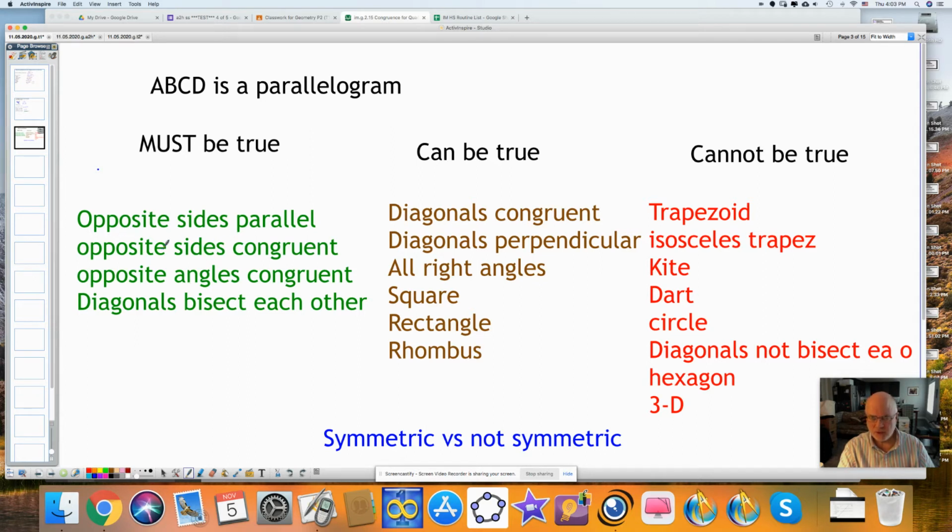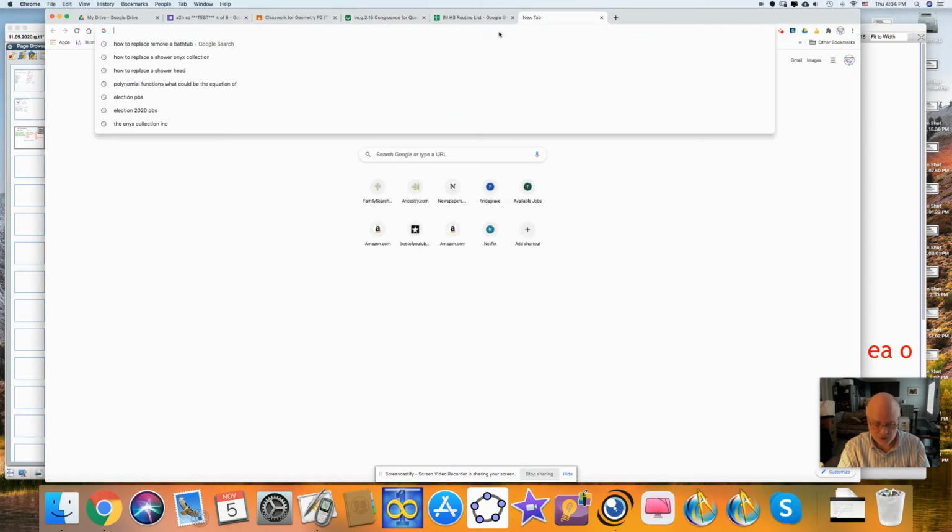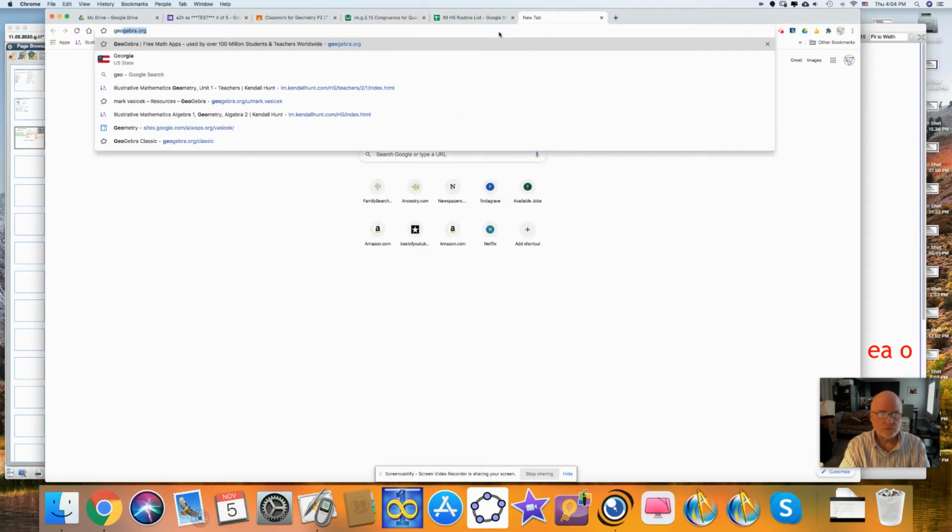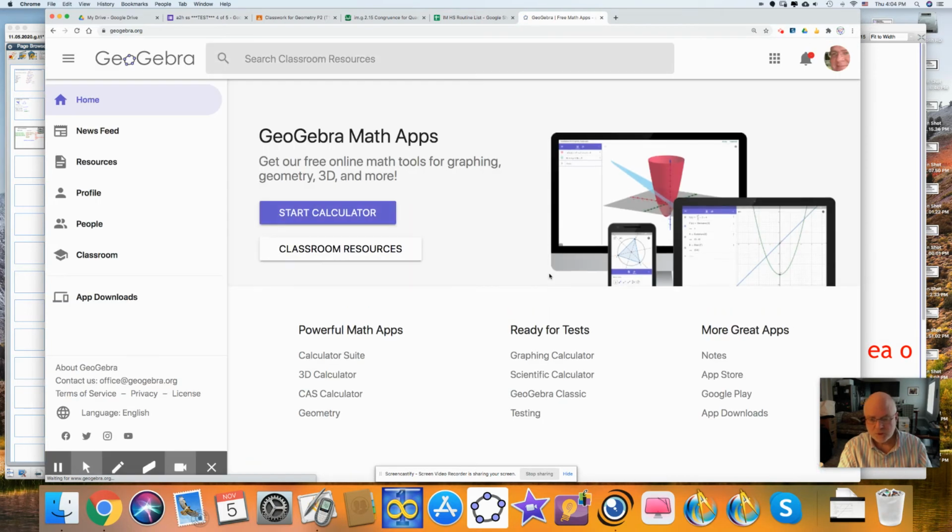That's the definition. We've proved that opposite sides must be congruent, opposite angles must be congruent, and that the diagonals bisect each other. Now, diagonals could be congruent. And if they are congruent, you're going to have a rectangle. And I can show you that with GeoGebra. I should do that. GeoGebra, and we'll do this with the classic GeoGebra.